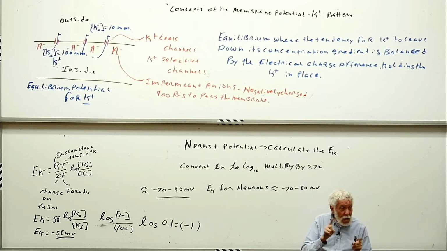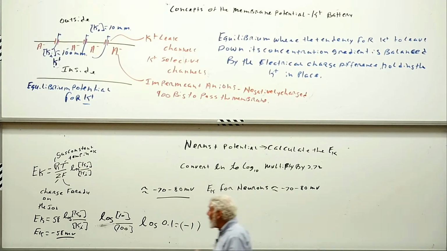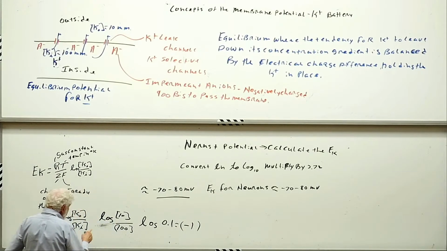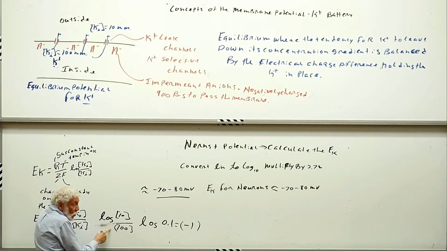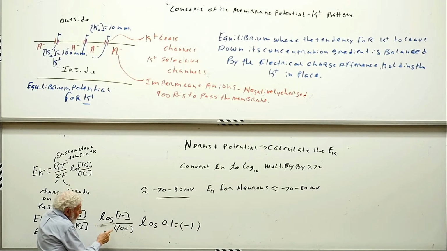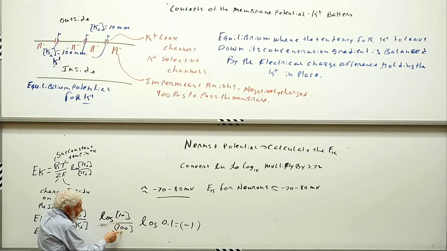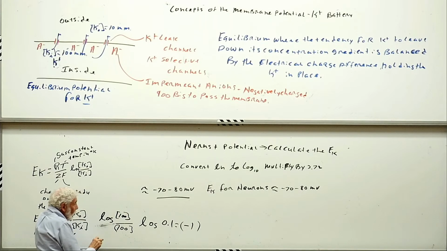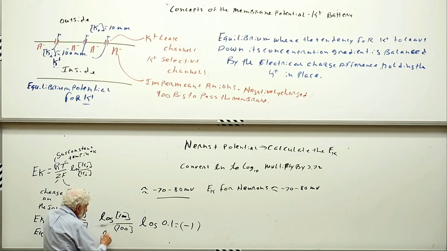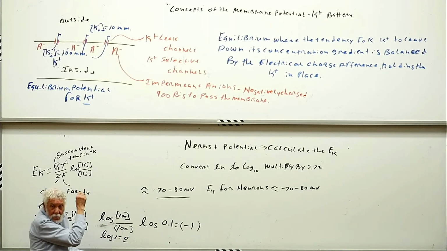There's one more point I want to make here before we leave it. And that is, recognize that this is a log of outside over inside. And I'll let you imagine what happens if these numbers begin to approach each other. So let's say rather than 10 to 100, let's say something terrible's happened and it's 100 millimolar on the outside and 100 millimolar on the inside. The log of 1 is equal to 0. There ain't no difference.